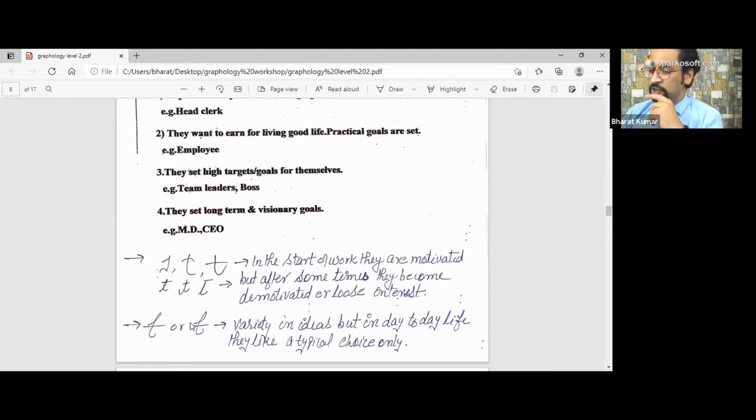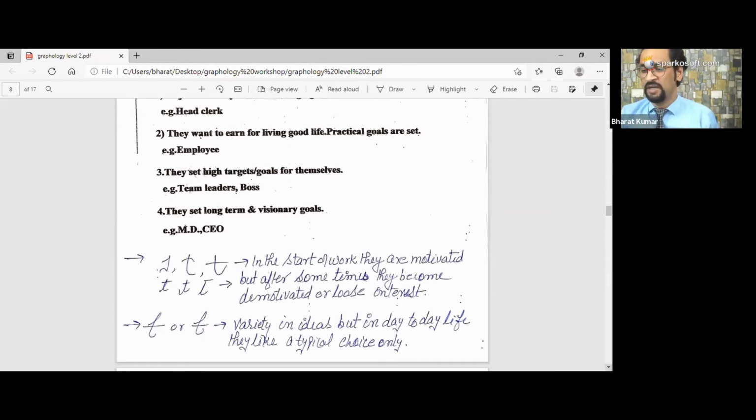Now I gave 2 different samples of T having upper loop and lower loop. Upper loop is open, a little wide. They have variety in the ideas, but in day-to-day life, they like a typical choice only. They have good ideas, they have variety, but still they don't want to use variety in day-to-day life. They stick to limited variety.